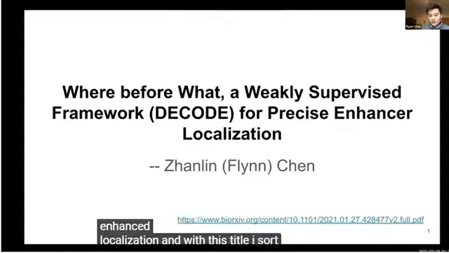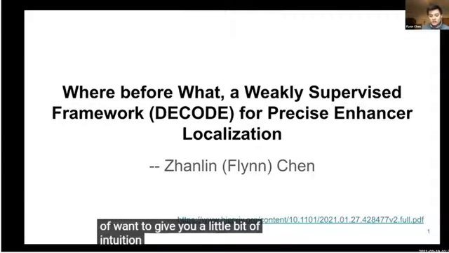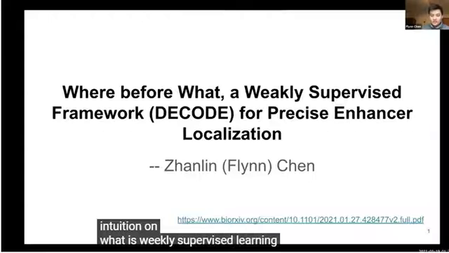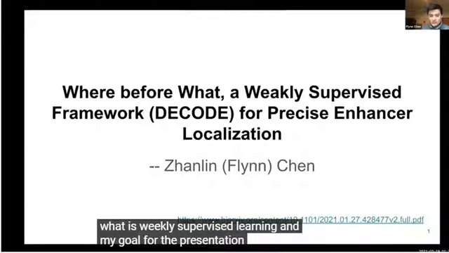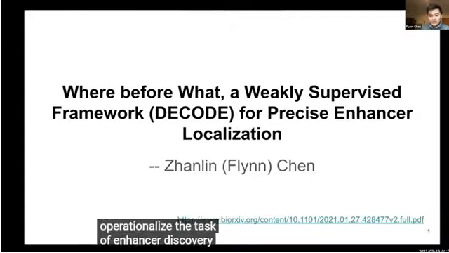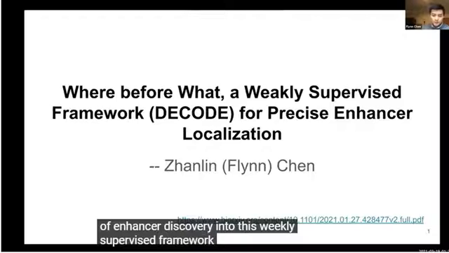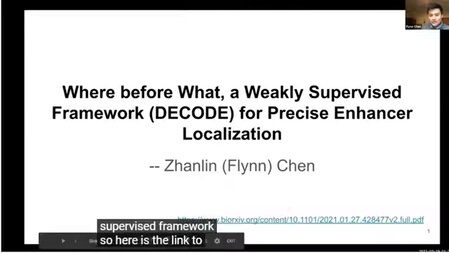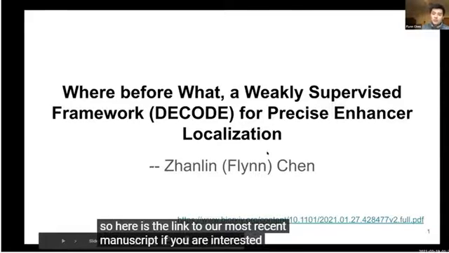And with this title, I want to give you a little bit of intuition on what weakly supervised learning is. My goal for the presentation today is to present to you how we operationalize the task of enhancer discovery into this weakly supervised framework. So here is the link to our most recent manuscript if you are interested.